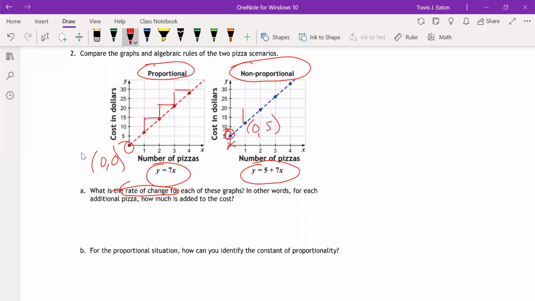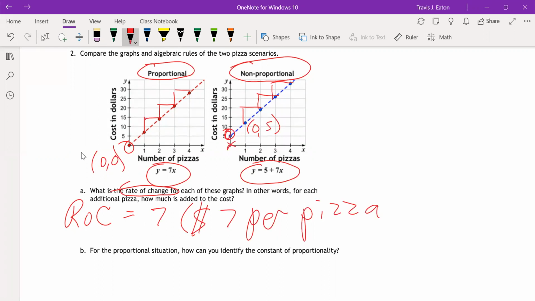And you'll notice it is the same in each of these, right? In each of these cases, no matter how many pizzas you buy, the rate of change, ROC, is equal to 7, because that is the cost per pizza. Every time you go over the number of pizzas, it goes up $7.